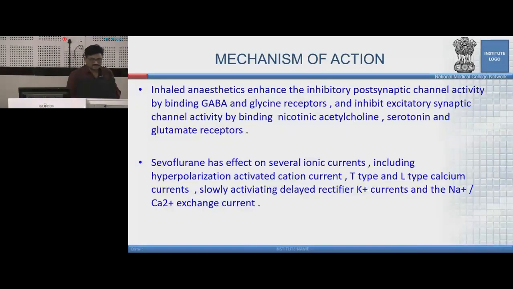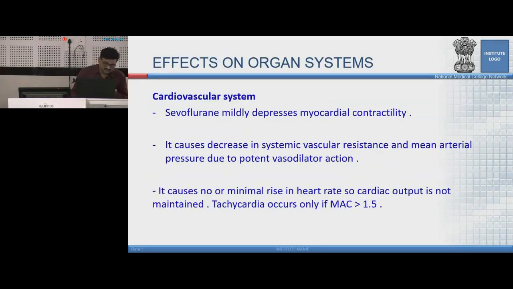Mechanism of action. It enhances inhibitory postsynaptic channel activity by binding to GABA and glycine receptor. It inhibits excitatory synaptic channel activity by binding to nicotinic acetylcholine, serotonin and glutamate receptor. It has effects on other systems like cardiovascular system. Sevoflurane mildly depresses myocardial contractility, decreases systemic vascular resistance and mean arterial pressure.